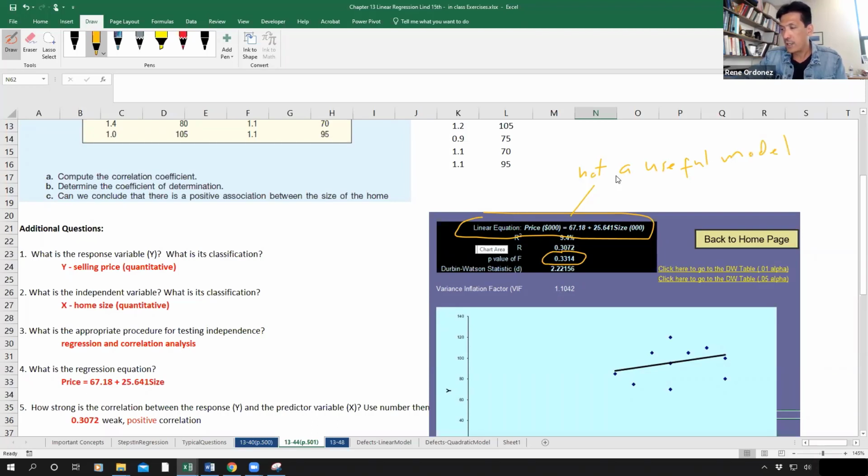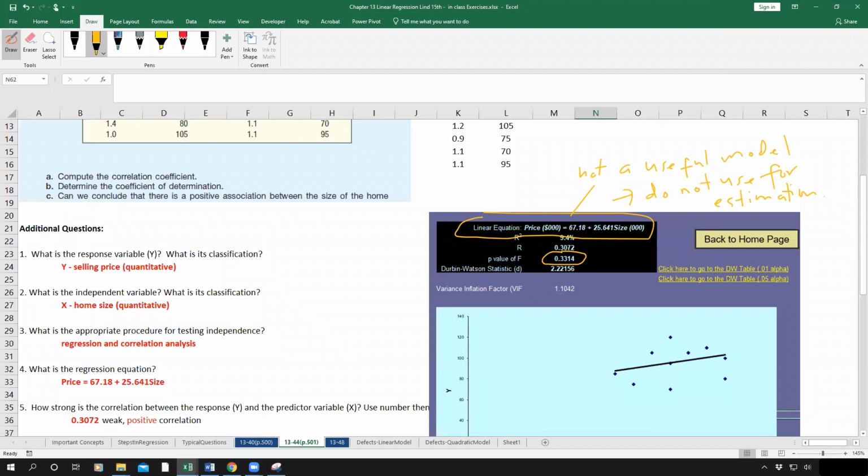Because it is not a useful model, do not use it for estimation. Okay? Are we clear? Renee, can you explain a little bit more why it's not useful?